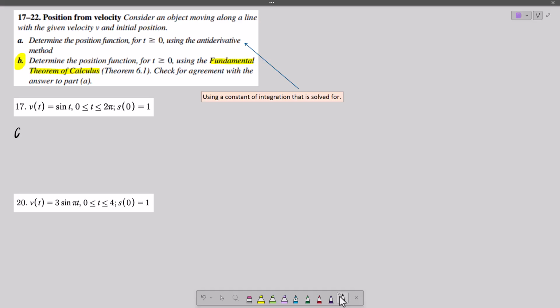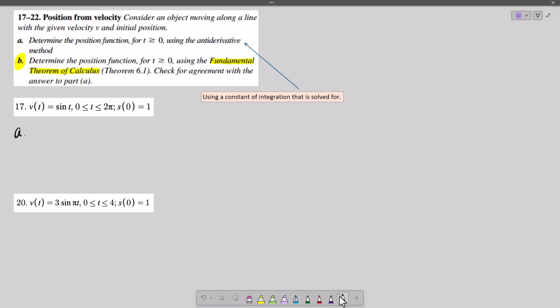So, A, determine the position function. For the position function, we know that the derivative of v is s, correct? I said that backwards. What is the statement? The derivative of what is what? Maybe I said it right, maybe I said it wrong, I can't remember now. S prime is v, right? The derivative of s is v. I think I accidentally said the derivative of v is s. The derivative of s is v. V is equal to s prime, right?